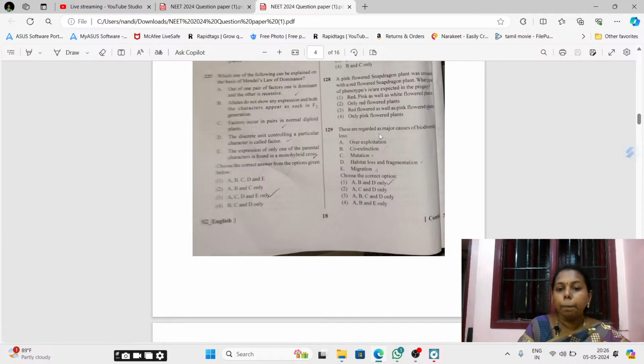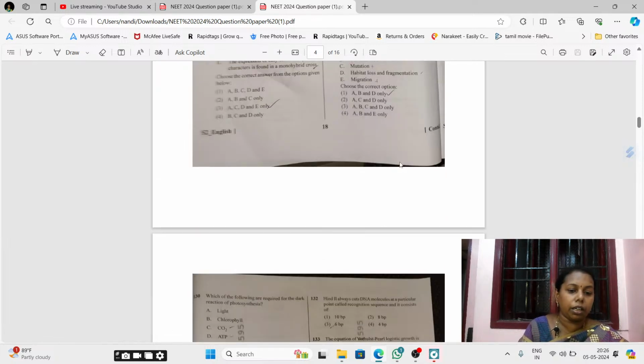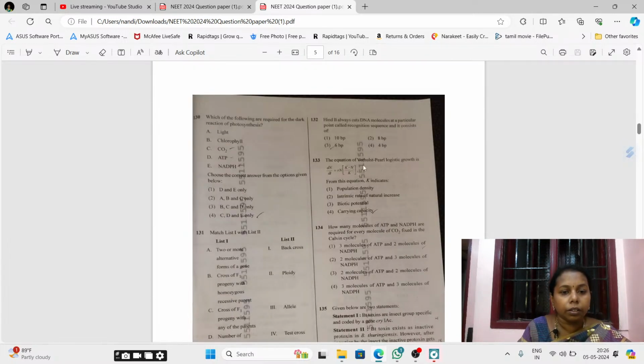Now, these are regarded as major causes of biodiversity loss. Of course, overexploitation, habitat loss and fragmentation, and co-extinction. A, B, D are the answer. 129 is A only. 130. Which of the following are required in the dark reaction of photosynthesis? We need carbon dioxide, we need ATP, and we need NADPH. So we need C, D, E option, which is answer 4. So option 4 is the answer for question 130.